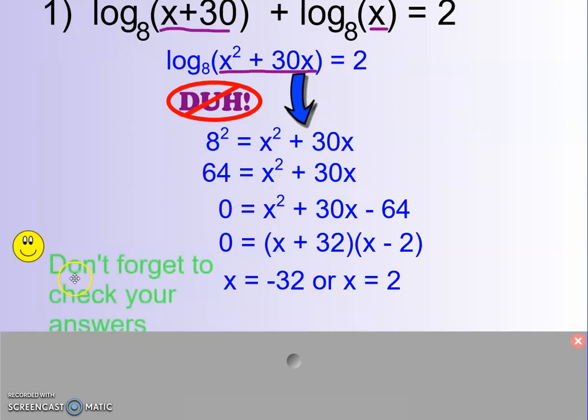What's this guy over here doing? Did we forget to check our answers? If we put a negative 32 back up here for x, we get a log of a negative. You can't do that. So it turns out, through no fault of our own, we got a bad root, a false root. This is the only answer. Oh my gosh, I'm so glad we remembered to check our answers.